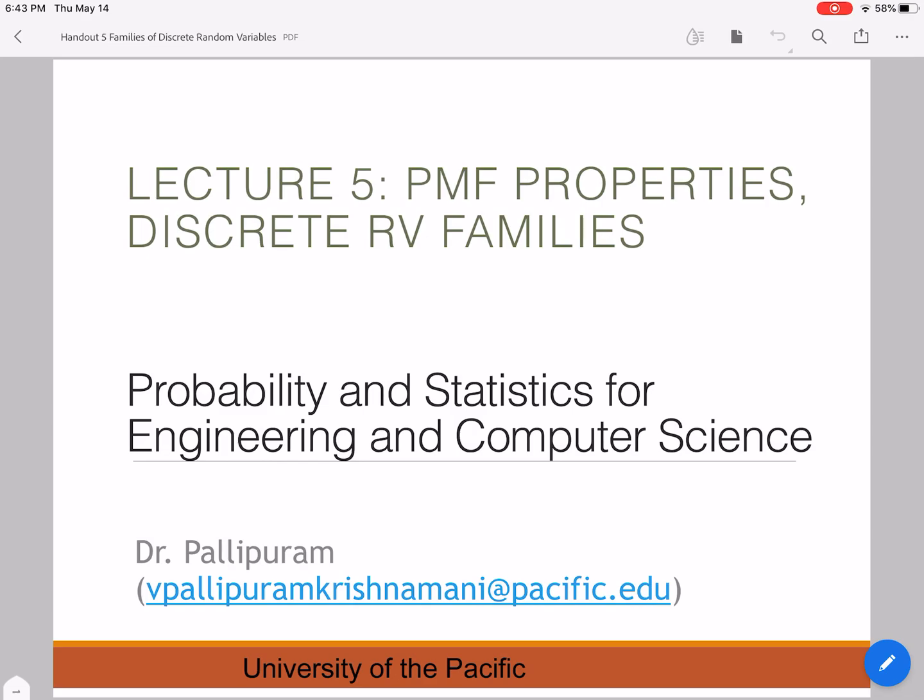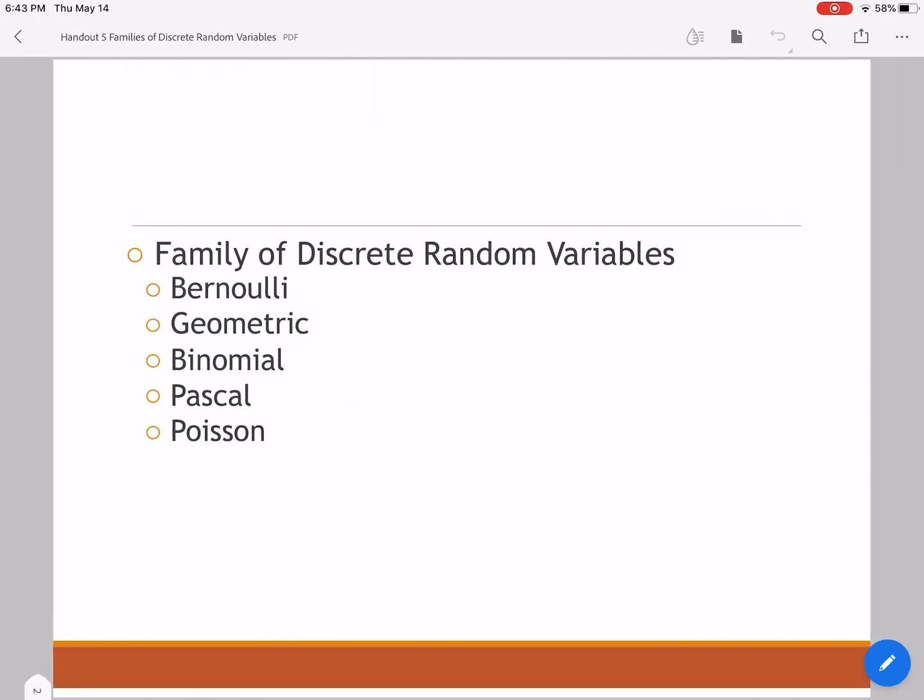In my previous lecturette, I introduced you to what discrete random variables were all about, and we solved some problems using the probability mass functions of discrete random variables. But many times in science and engineering, we come across problems that belong to a particular family of random variables. In this lecturette, we are going to discuss some families of discrete random variables whose PMF takes a very specific form.